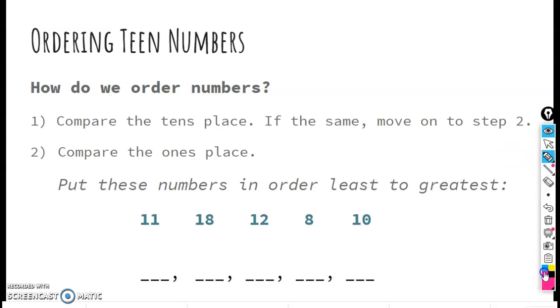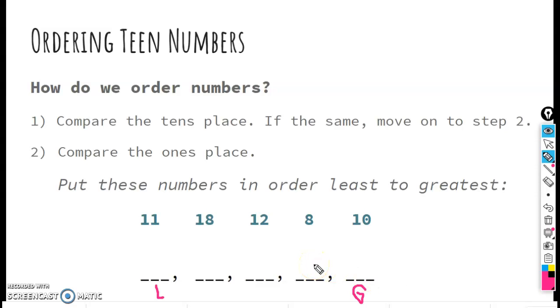So what I'm going to start by doing is putting an L under the first spot to remind myself that's where I'm going to put the least number. And I'm going to put a G under the last spot to remind myself that's where my greatest number is going to be. So I'm looking at these numbers, 11, 18, 12, 8, and 10.